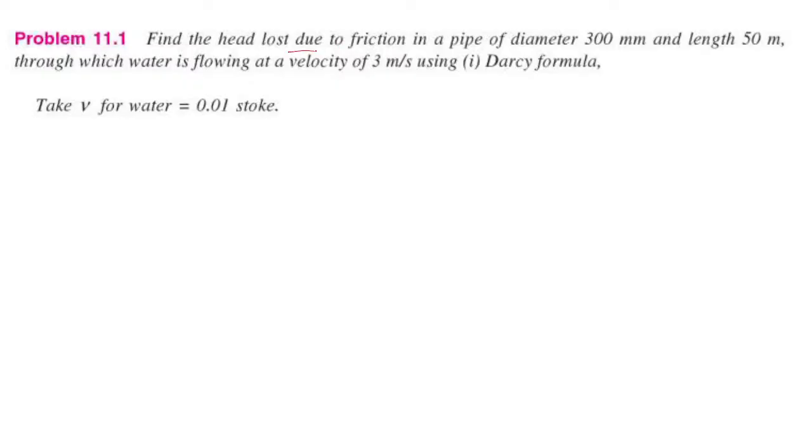Now you see in the question they have given about the friction, right? So that means it comes under the major loss, right? That means that some f factor will come into the picture. Now find the head loss due to the friction in a pipe, and the diameter is given, length is given, through which the water is flowing at the velocity so and so, right? And they have said follow the Darcy formula, and nu value of water is given as 0.1 Stoke.